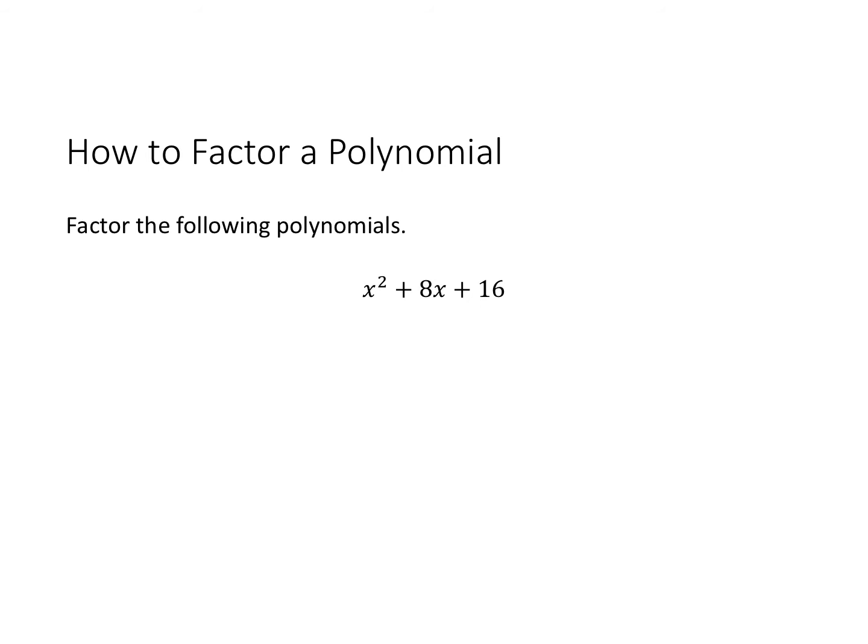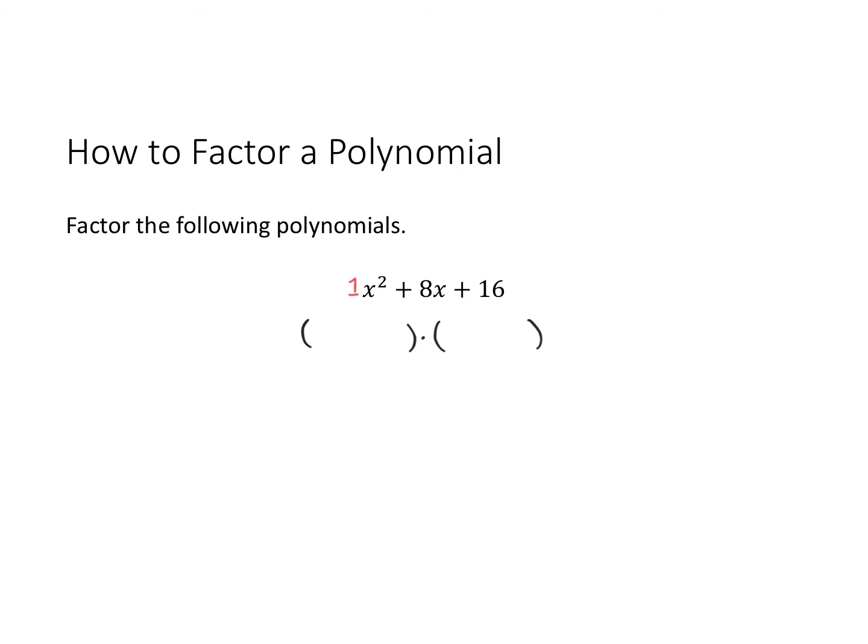Let's take a look at how to factor a polynomial. So in this example, anytime you have a polynomial where the leading coefficient, so the coefficient in front of that x squared term, is 1, there are some simple steps that you can follow to factor this polynomial. So we want to break down this polynomial into two factors, where when I multiply those factors back together, it'll give me back x squared plus 8x plus 16.